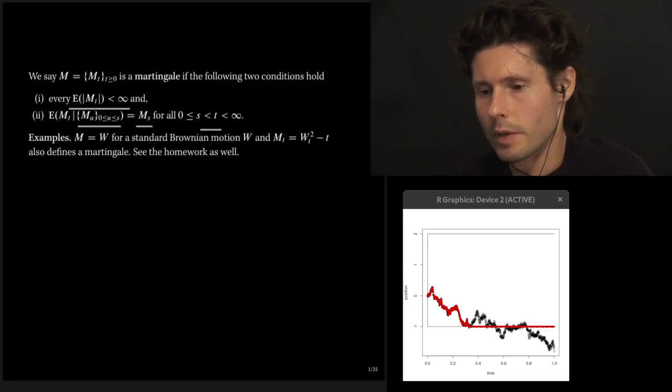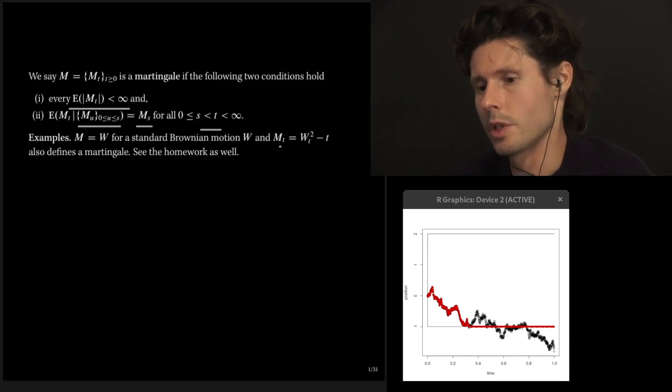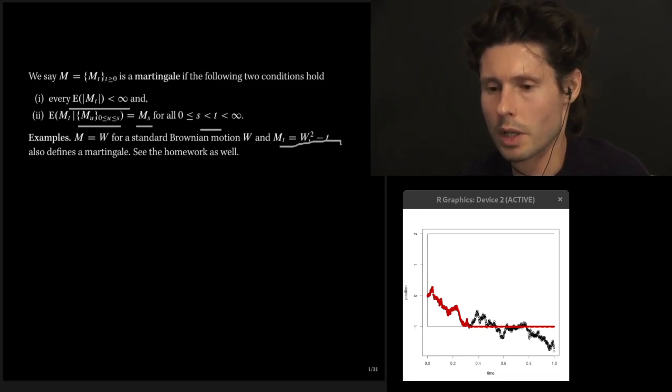We saw a number of examples. The Brownian motion was a martingale. The Brownian motion squared minus t was a martingale. There is another example in your homework.